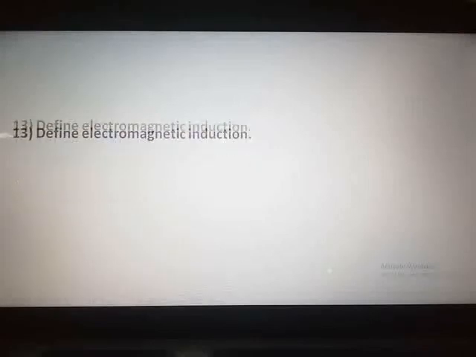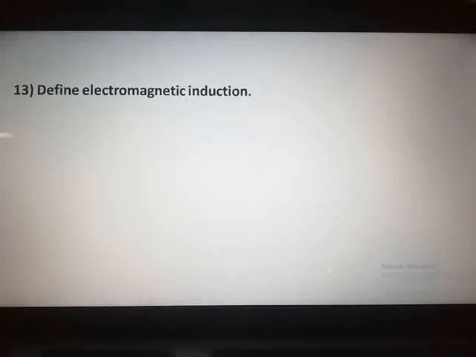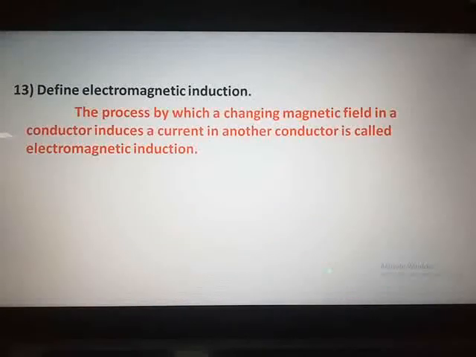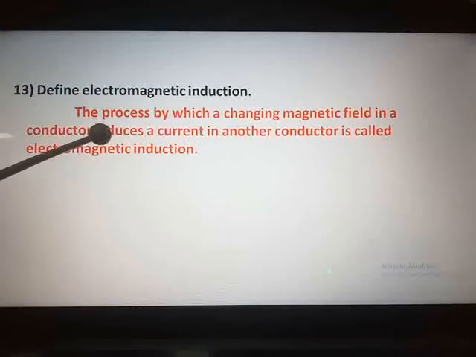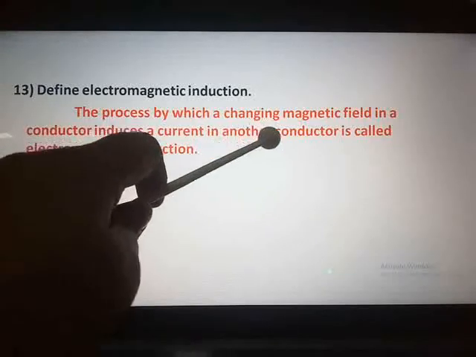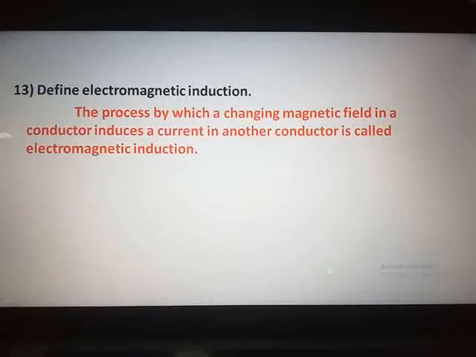Next additional question, there are two definitions. The first one, define electromagnetic induction. This concept is given in your textbook on page number 56, the last paragraph. Only the definition can be asked in the exam. The definition I have written here in a very simple way. The process by which a changing magnetic field in a conductor induces a current in another conductor is called electromagnetic induction.